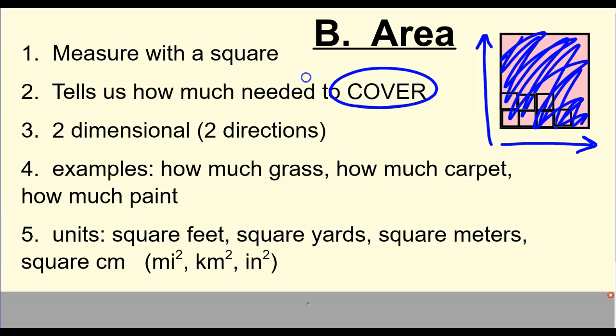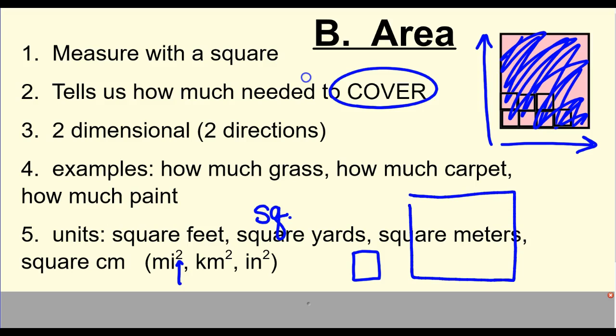And now, since we use squares to measure it, we have square feet, square yards, square meters, square centimeters. You can use the word square, you can abbreviate the word square, or you can use a little 2 like this, raised up to the second power, to show squared. So an inch squared would be 1 inch by 1 inch in a square. Or a square foot would be 1 foot by 1 foot in a square. Okay, that would be examples of units for measuring area.